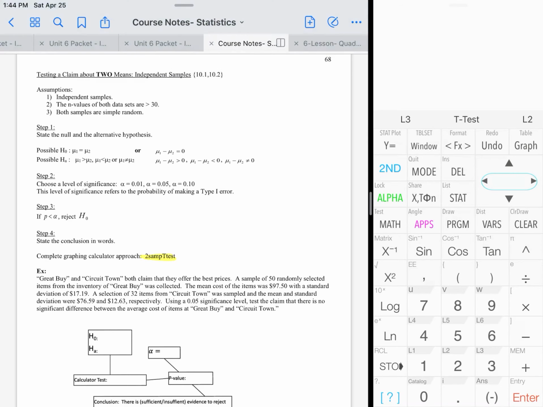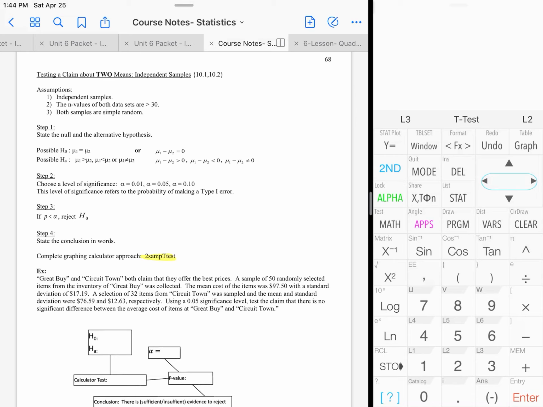But you'll see a lot of similarity here. The only difference in the entire process, aside from the assumptions, which are almost the same except for the before and after part, is just what we put in the calculator. This is going to feel a lot like the two population proportion test.